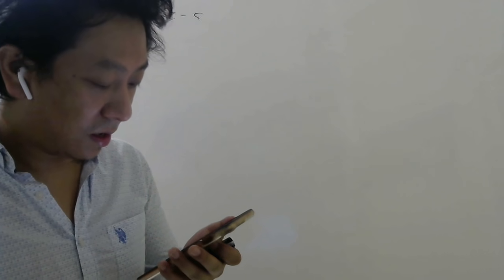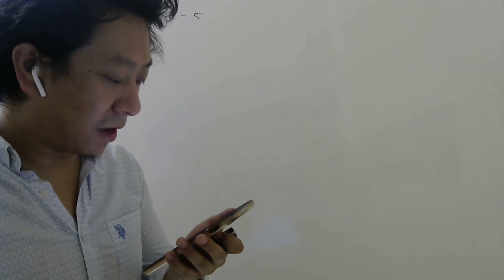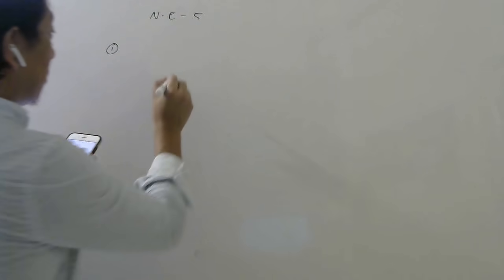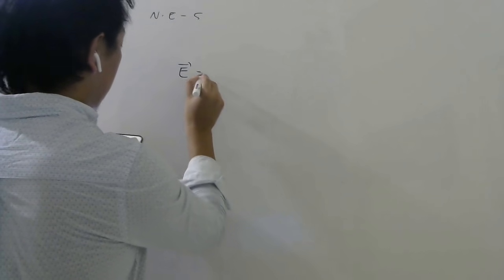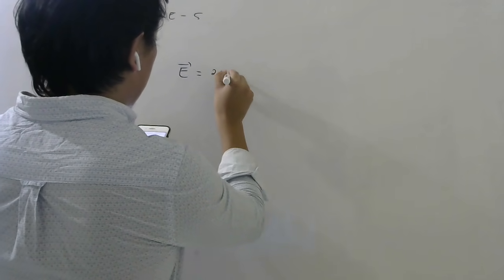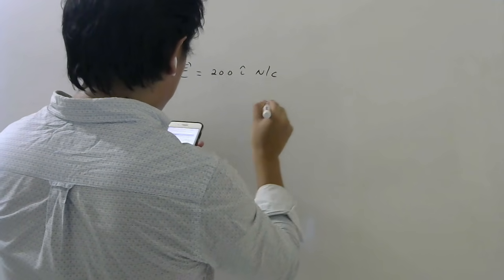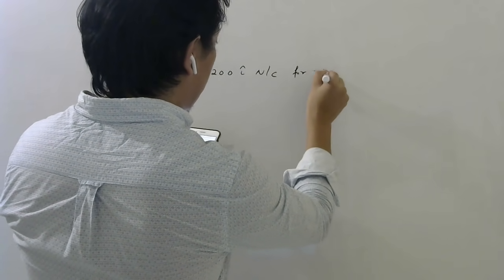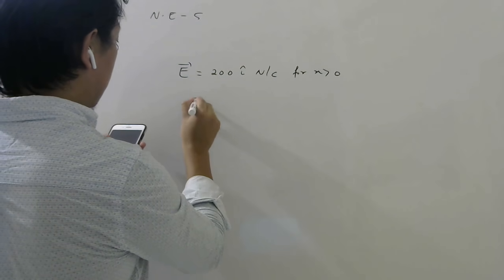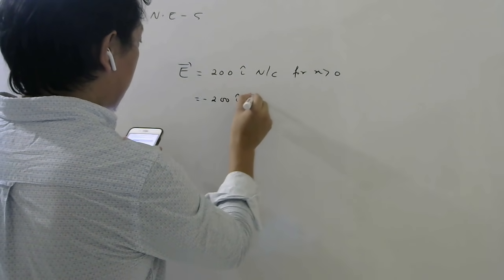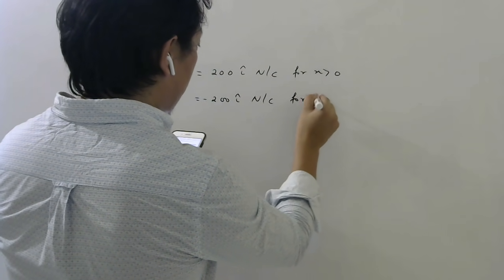An electric field is uniform and in the positive x direction for positive x axis, and uniform with the same magnitude but in the negative x direction for negative x axis. The formula for the electric field they have given is E bar equals 200 i cap Newton per Coulomb for x greater than 0, and minus 200 i cap Newton per Coulomb for x less than 0.